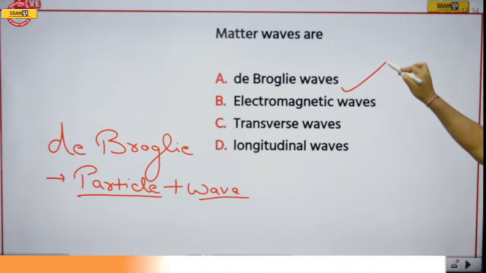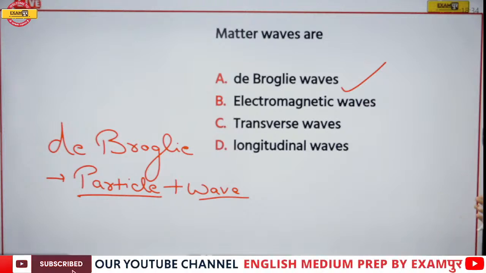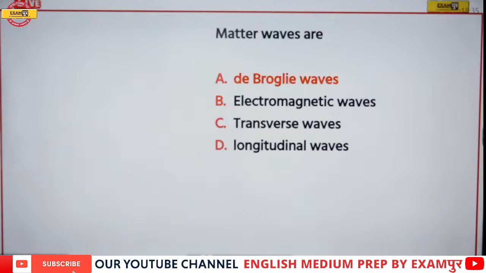So yes, I was talking about these matter waves. These are actually de Broglie waves. So please remember, they have both the natures, that is the particle nature as well as the wave nature. So option number A was correct here.